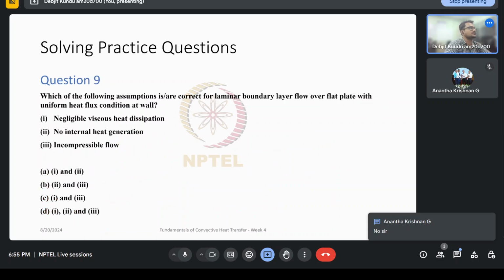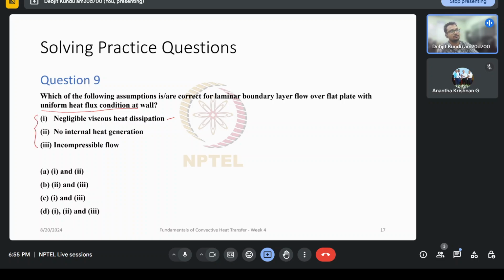We'll move on to question number 9, which is asking us which of the following assumptions are correct for laminar boundary layer flow over a flat plate with uniform heat flux at wall. So once again, uniform heat flux, similar to what we saw earlier. Is it option one, negligible viscous heat dissipation? Option two, no internal heat generation. And number three, incompressible flow. So there are three conditions, and combinations of them are important.